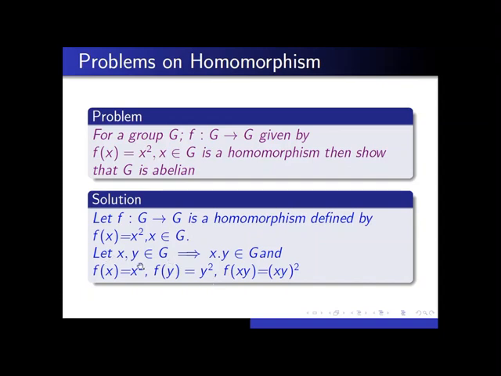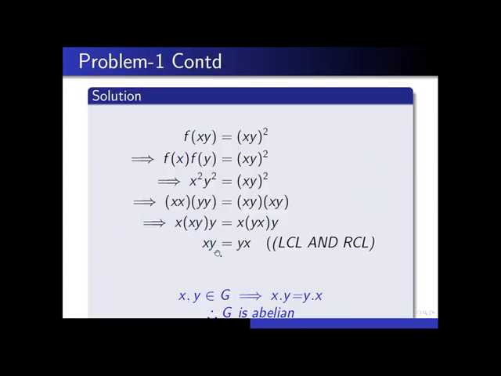If two elements belong to G, then the product of the elements also belongs to G, since G is a group, according to the closure property. Now according to this definition, F of xy can be written as xy whole square. Now our aim is to prove G is abelian.